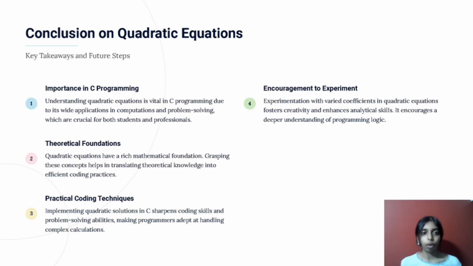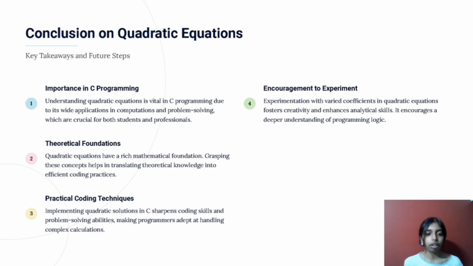Conclusion on quadratic equations. Importance in C programming. Understanding quadratic equations is vital in C programming due to its wide applications in computations and problem solving, which are crucial for both students and professionals. Theoretical foundations. Quadratic equations have a rich mathematical foundation. Grasping these concepts helps in translating theoretical knowledge into efficient coding practices.